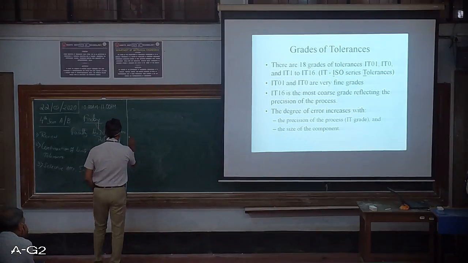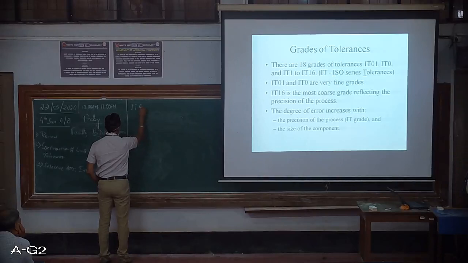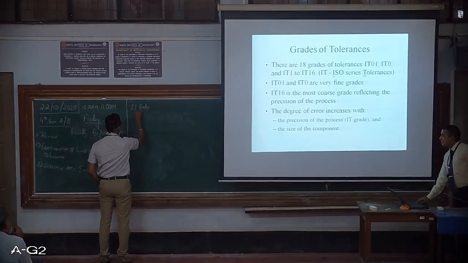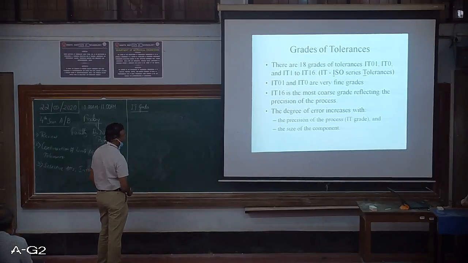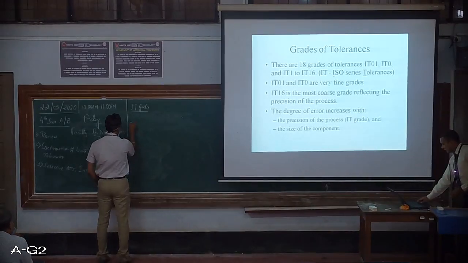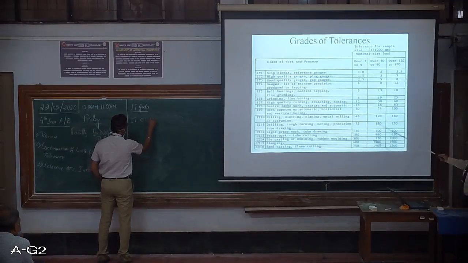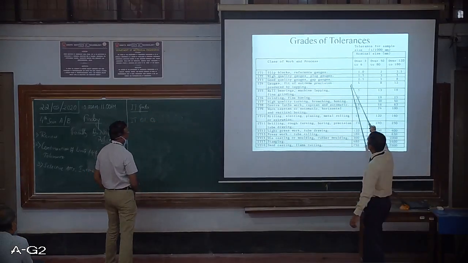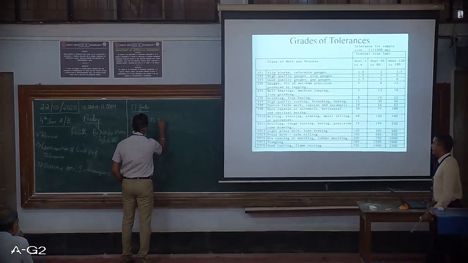So we have 18 grades starting from IT0, IT01 up to IT16. So the degree of error increases with the decrease in precision of the process and the size of the component. This is a point to be noted. Then we had the different class of work and processes for different grades of tolerance starting from IT1 till IT16. We had some examples.